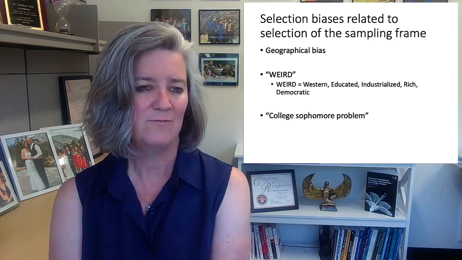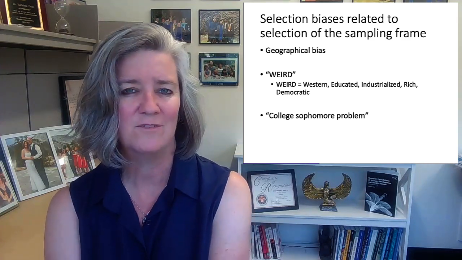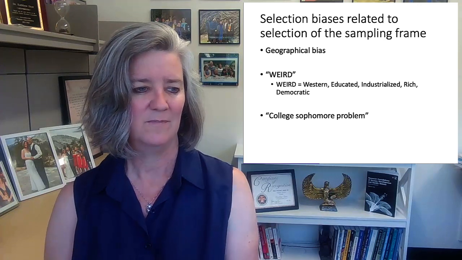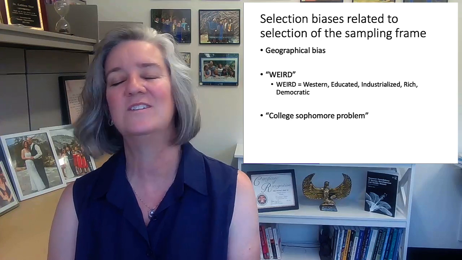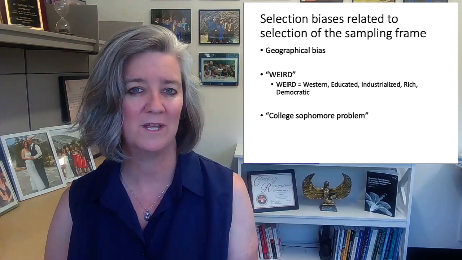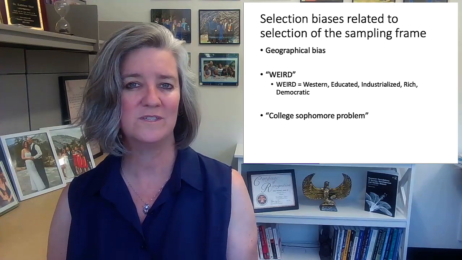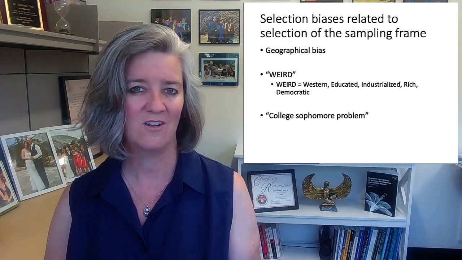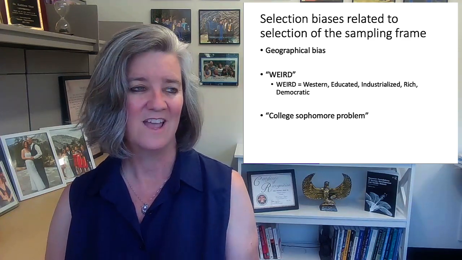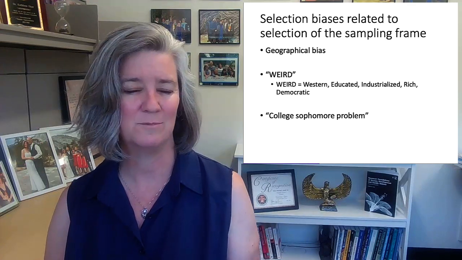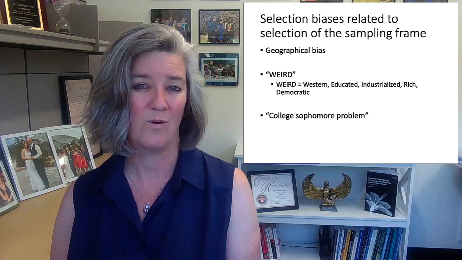Finally, there's something called the college sophomore problem. This is because a lot of universities have a college level intro psych class, and students in that class are required to participate in research. And scientists at that institution will use that lower division psychology class to recruit subjects for studies. And so it's an easy way to get participants in research. They're already in college, they're sitting in the classrooms, they're required to do research.